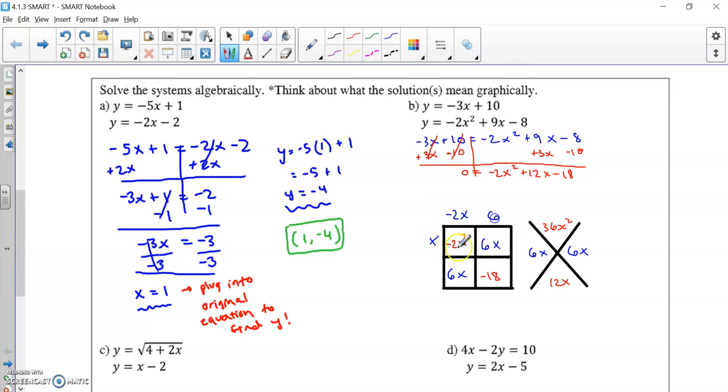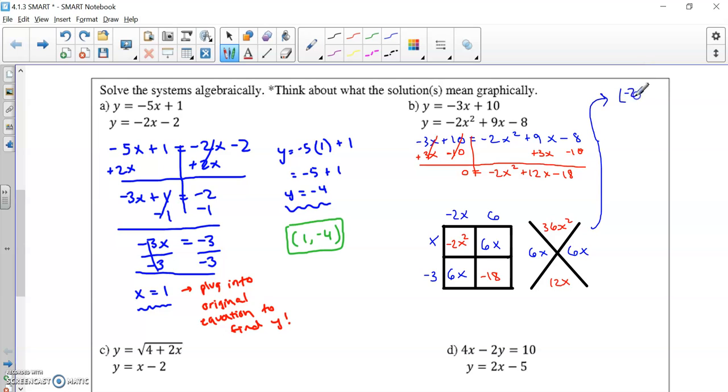And here we'll put a 6, but here be very careful. Negative 2x times what is going to equal 6x? Well, that's going to require a negative 3, right? Because negative 3 times negative 2x will equal 6x. So now that I've done that, I have factored. Let's bring it up here.